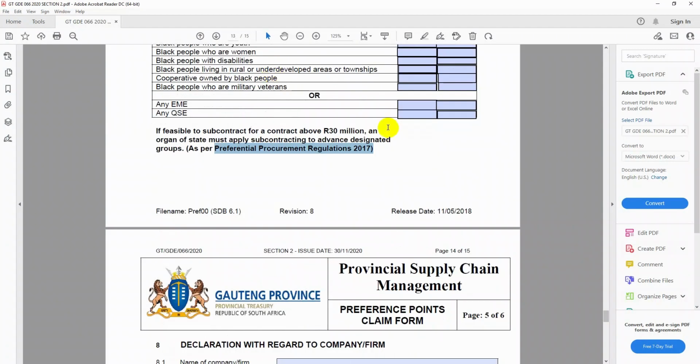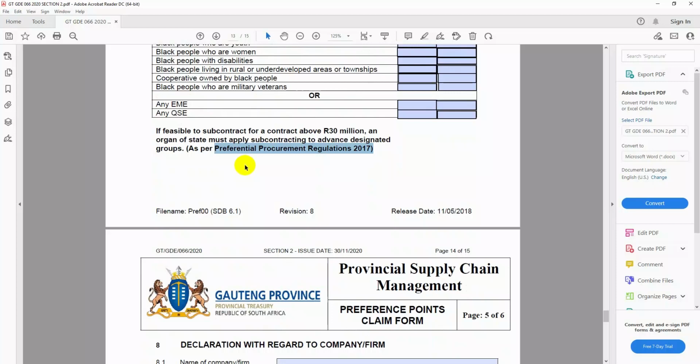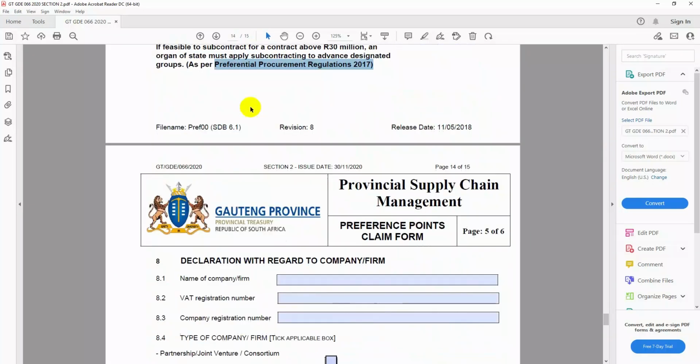Let's say it's you who gets it, and this tender is above 30 million, and the department has seen that the budget value, like the quotation, they did all their market research, is within that above 30 million. Then they can put a clause that whoever gets the contract can subcontract to any of these designated groups.